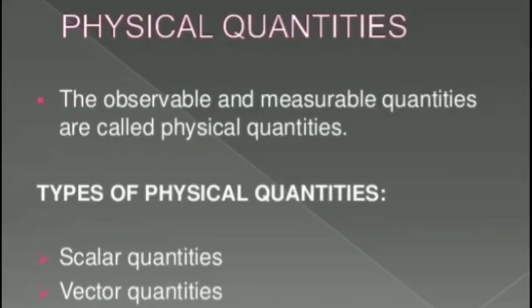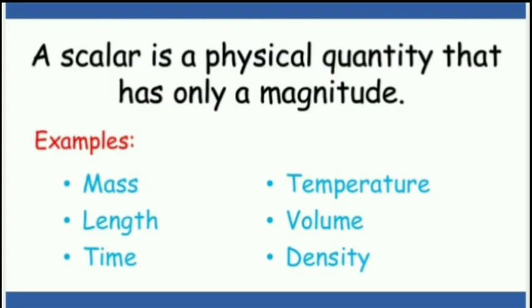Physical quantities. The observable and measurable quantities are called physical quantities. Types of physical quantities: scalar quantities and vector quantities. A scalar is a physical quantity that has only a magnitude. Examples: mass, length, time, temperature, volume, density.